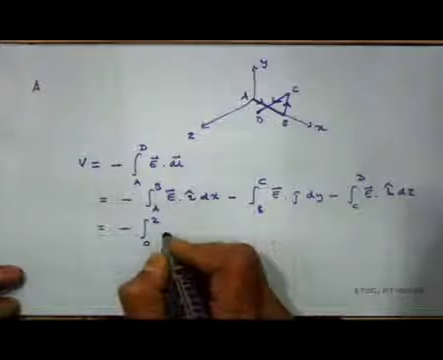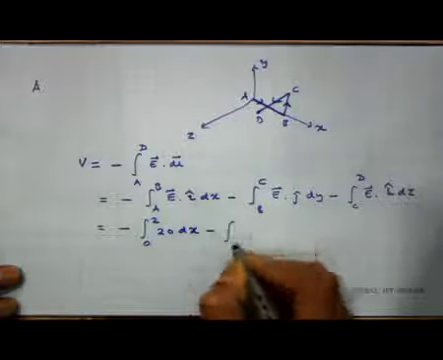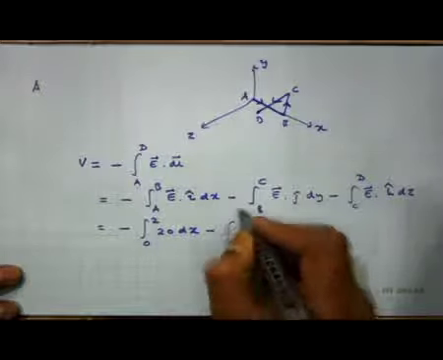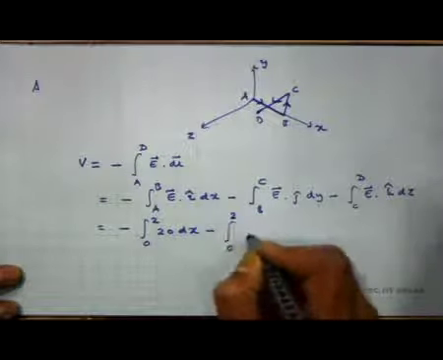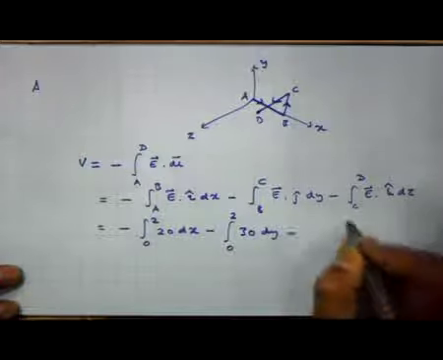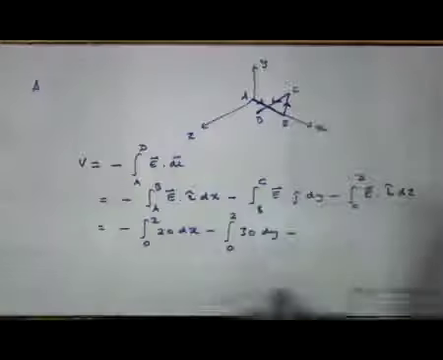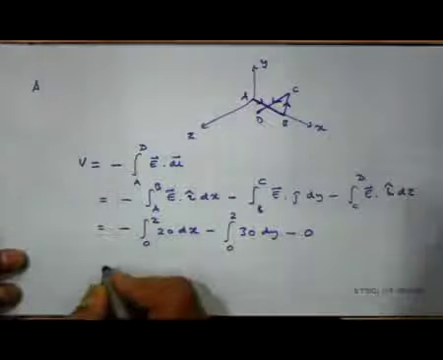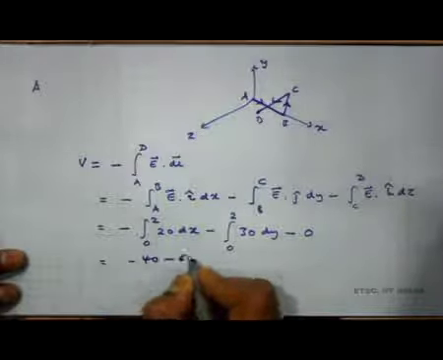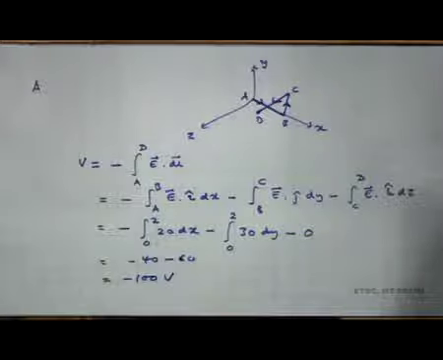So, this is nothing but 20 dx minus b to c, value of b at y at b is 0 and c is 2 meters, and E dot j is 30 dy minus. Now electric field has no component along k cap. So, E dot k cap is 0, and this is nothing but minus 40 minus 60, which is equal to minus 100 volts.